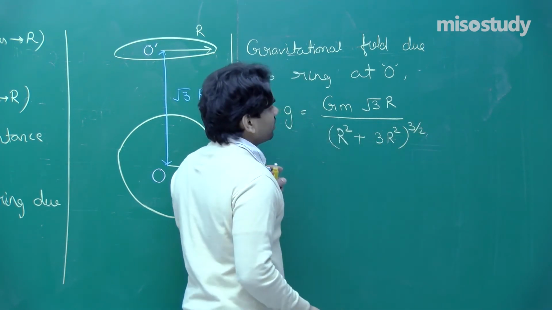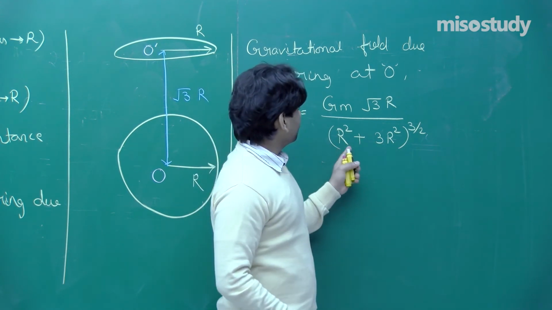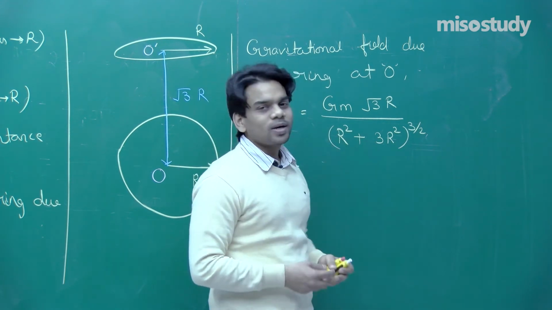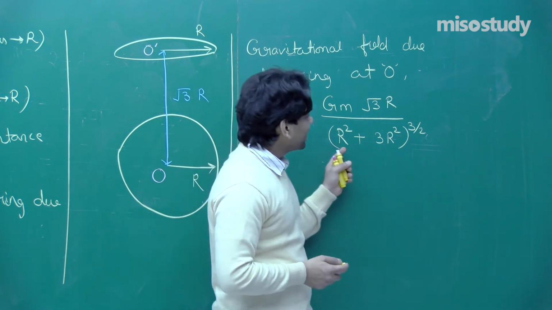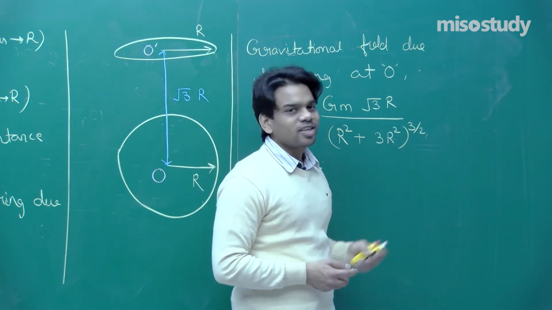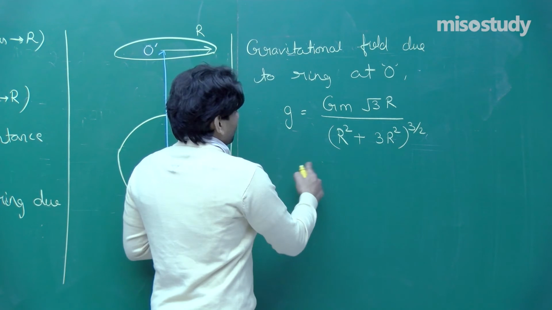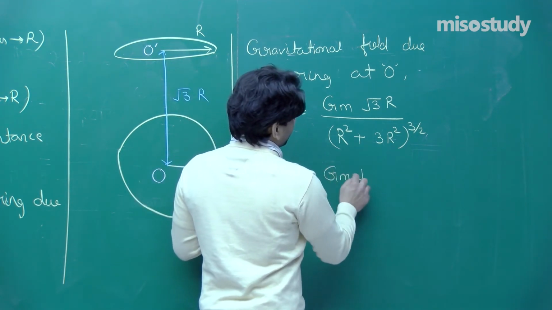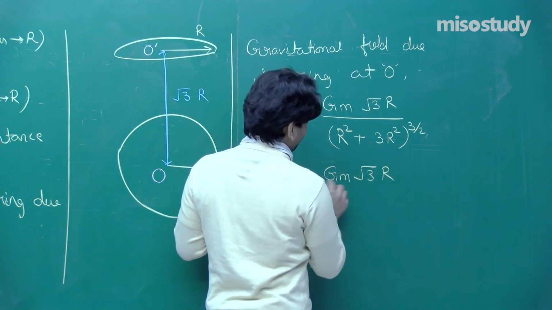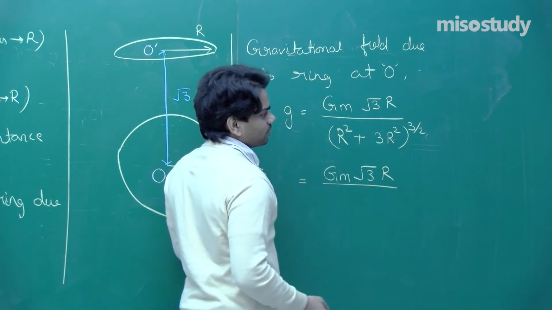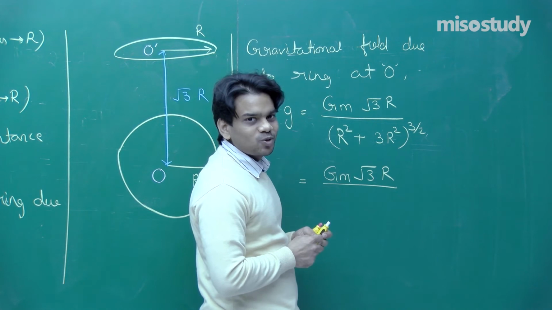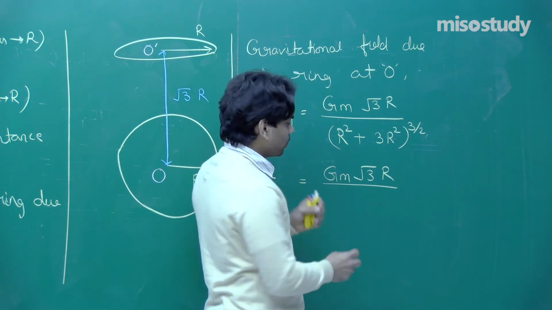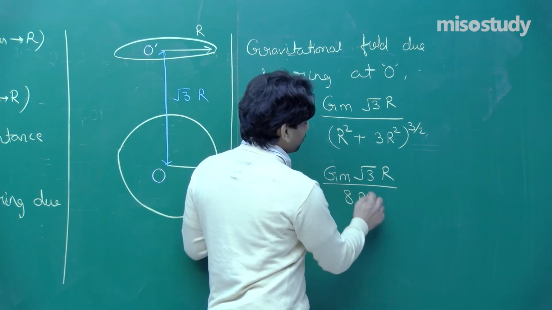Not a problem, easily we can write this. So this will come out to be R square plus 3R square, that is 4R square. Then you can easily take its 3 by 2 power. So we are going to obtain G M root 3 capital R and 4R square power 1 by 2, you will get that as 2R whole cube. You will get 8R whole cube.